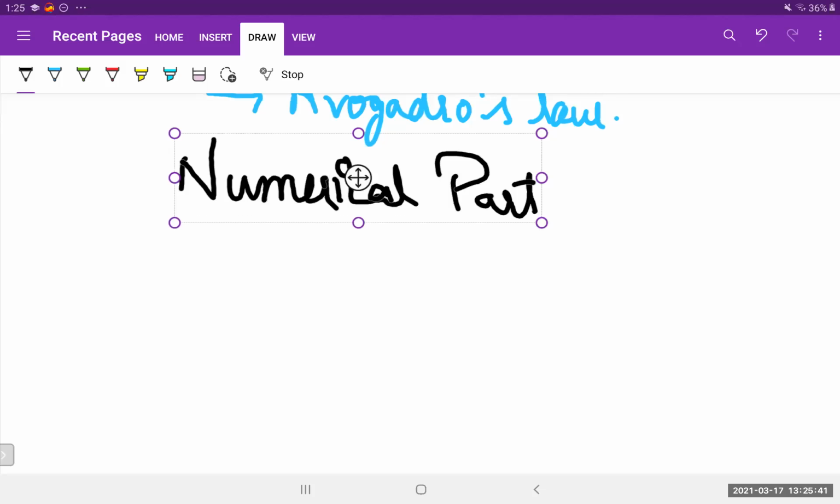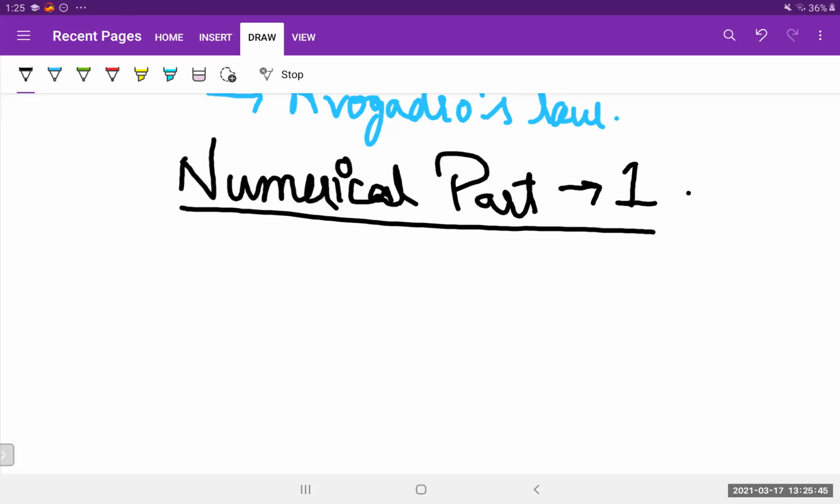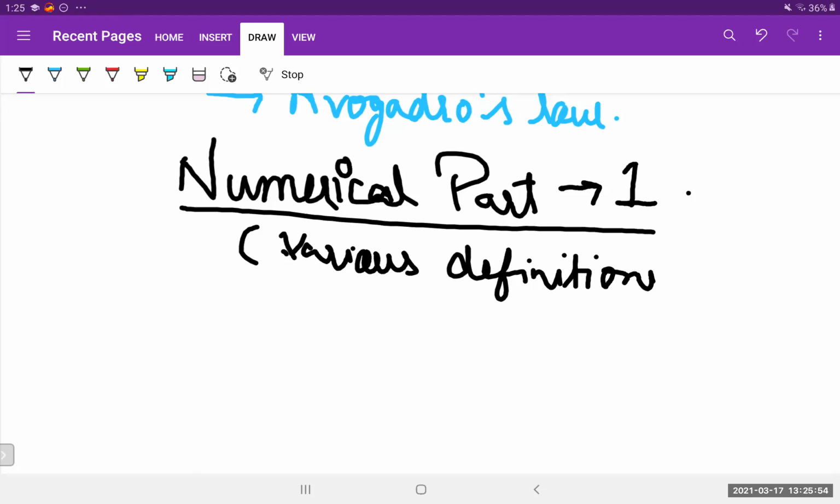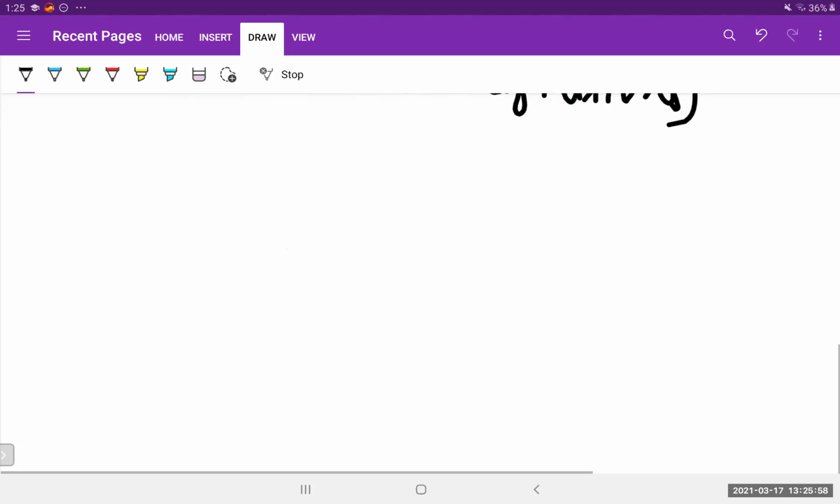Let's name it as part 1, in which we'll be talking about the various definitions. I hope that everybody is taking notes. The first definition which we have to keep in mind is of empirical formula, because it will be asked what is the empirical formula of this compound. You have to calculate that. First of all, you should know the definition of empirical formula. So let's write it down.